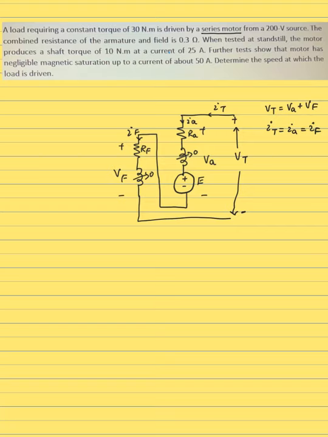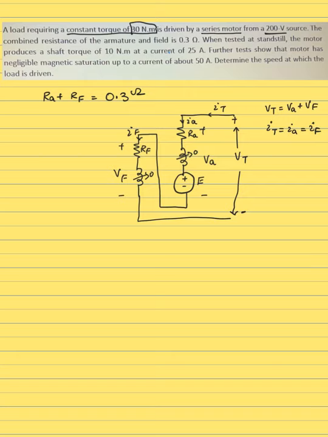A load which requires a constant torque of 30 Newton meters is driven by a series motor from a 200 volt source. The combined resistance of the armature and the field, RA plus RF, is 0.3 ohms. When tested at standstill, the motor produces a shaft torque of 10. So we are aware that standstill means the speed is 0. The motor produces a shaft torque of 10.